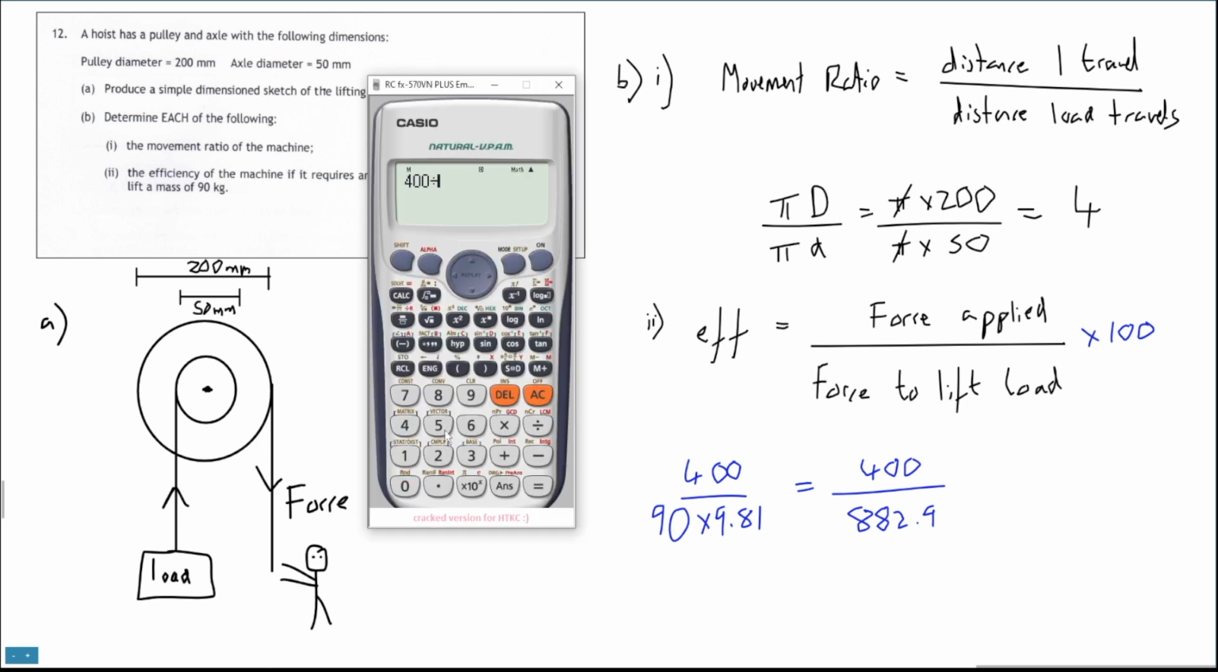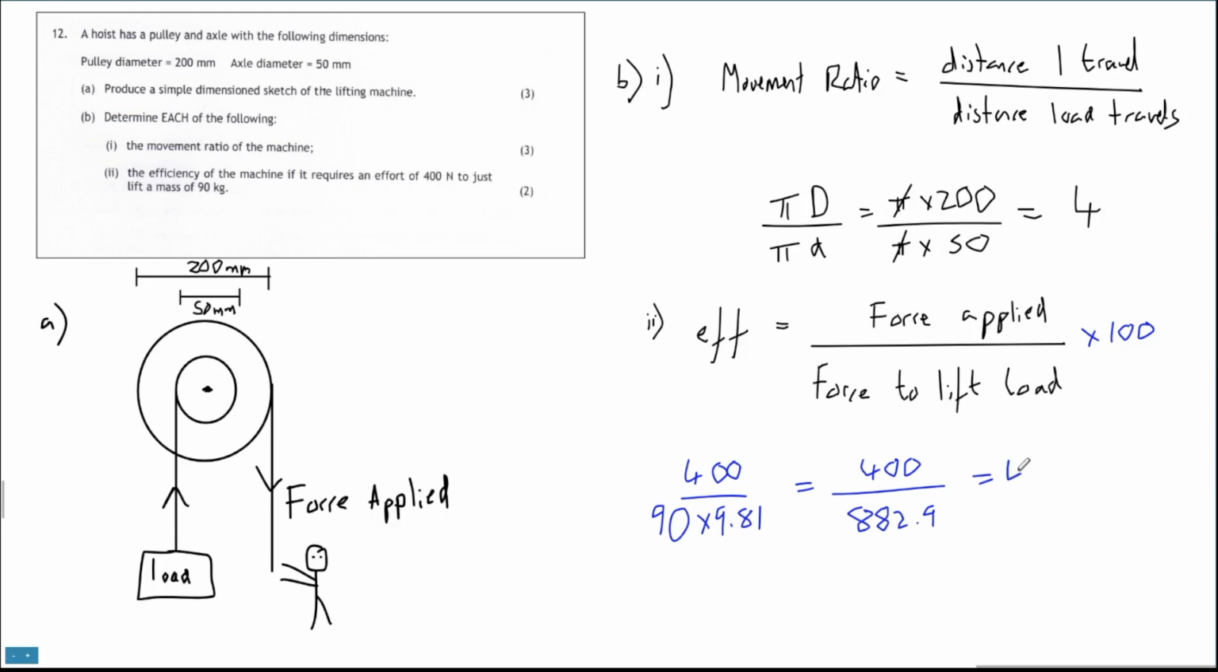400 divided by 882.9 and then times that by 100, 45.3. So we've got a 45.3% efficient system, which these numbers really come from measuring. You can't calculate them because, of course, we're losing efficiency in the system itself. It's quite a simple system, so we're not losing that much. 45 is not bad. But we're losing quite a lot in friction, friction in the ropes, friction in the chains, in the pulleys, in the axle itself. All right, that's it. We're all done.